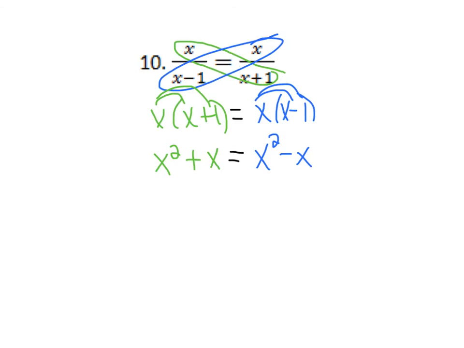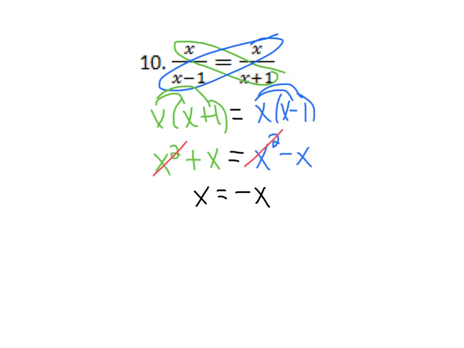Well, the first thing I notice is my x squareds are on opposite sides and they're exactly alike. So if I were to move them together, they would cancel out. So I'm going to go ahead and cross them out. So I'm left with x is equal to negative x. Well, these are not exactly alike, so they don't cross out.